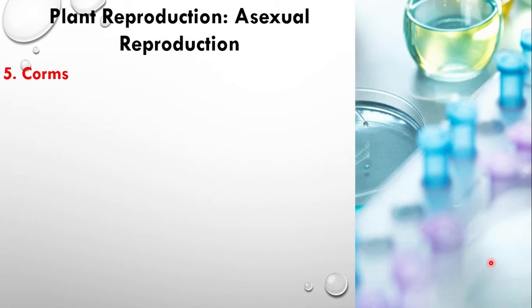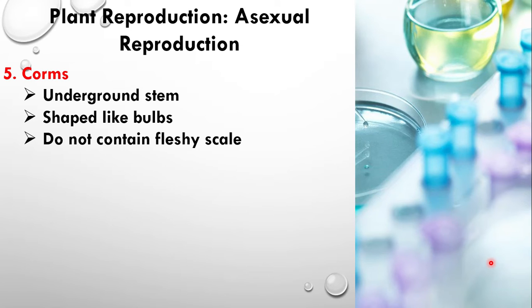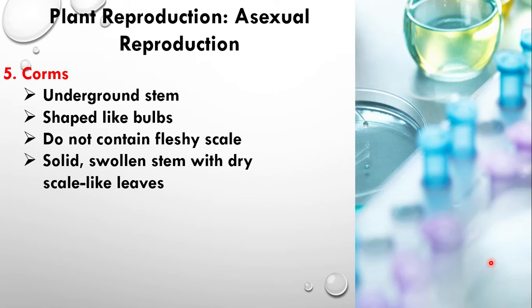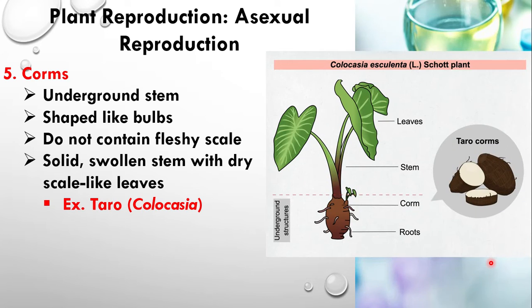Next in asexual reproduction are the corms. Okay? So corms are underground stems. They are shaped like bulbs but they do not contain fleshy scales. Okay? So they have a solid, swollen stem with dry scale-like leaves. An example of corms is taro or Colocasia esculenta, which we call gabi. Okay? So it is an example of corms. The gabi that we cook is not a root, it's an underground stem. Okay? So gabi is an underground stem, and that is what we cook as gabi.